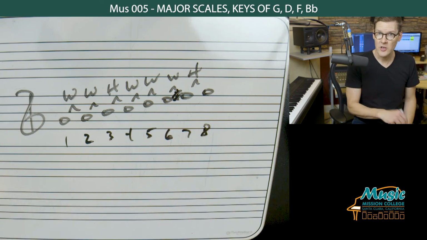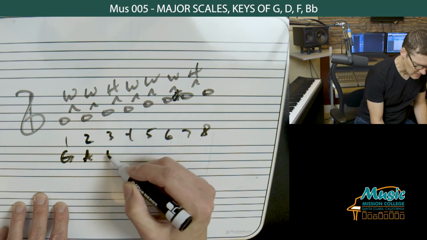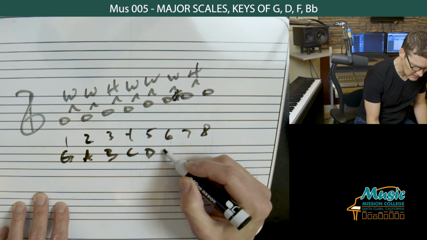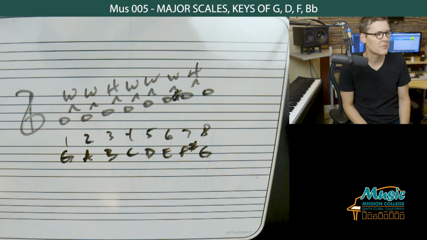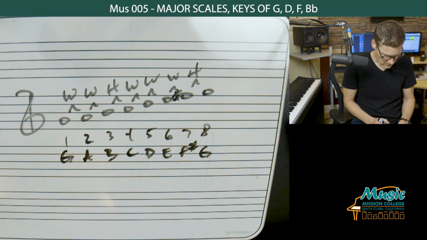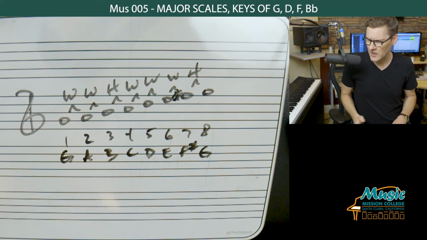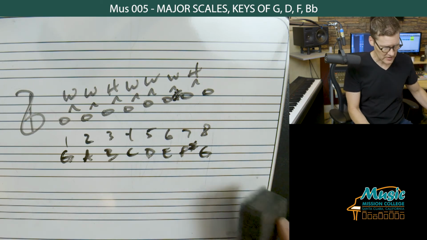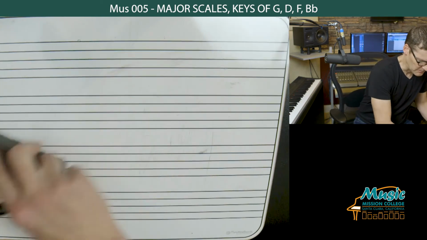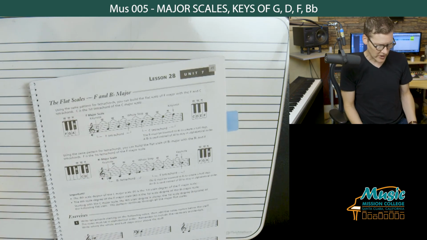And if you wrote the note names below, G, A, B, C, D, E, F sharp, and G. Make sense? So you can construct the one that's on D major just to practice writing out the scales with sharp signs. Turn the page to 45.